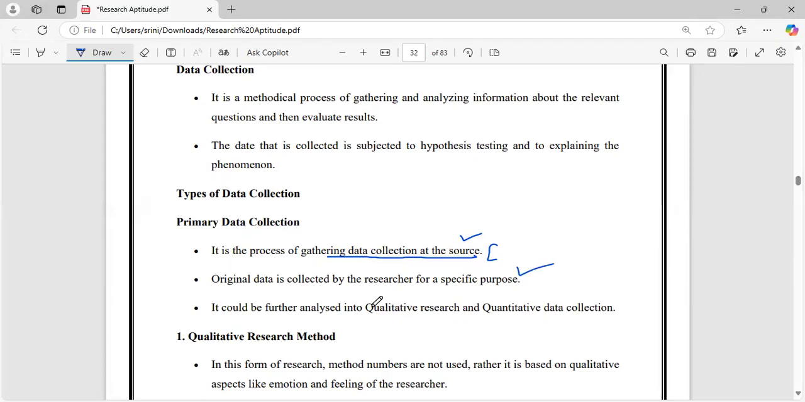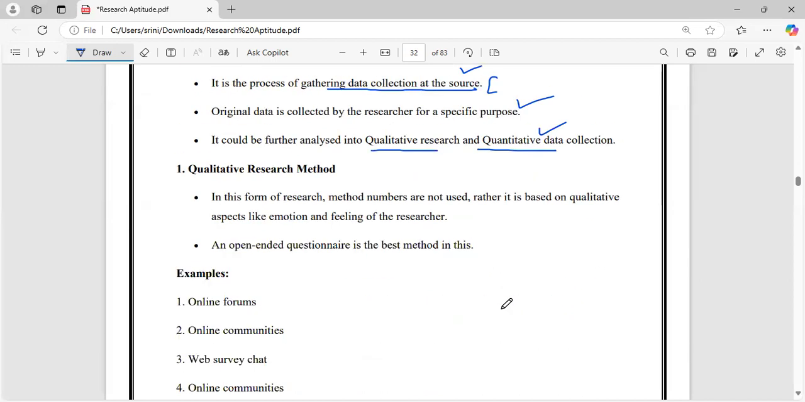It can be further divided into qualitative research and quantitative data collection. Qualitative research methods do not use numbers. Rather, they are based on qualitative aspects like emotion and feeling. An open-ended questionnaire is the best method here. We have close-ended and open-ended questionnaires. For example, you can ask questions on a rate of 1 to 10. You can rate the government or a single policy, anything like that.